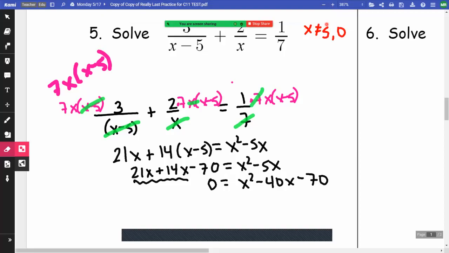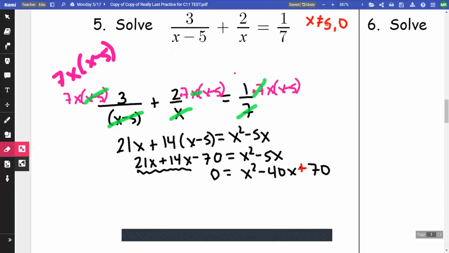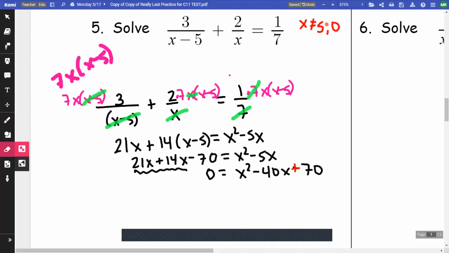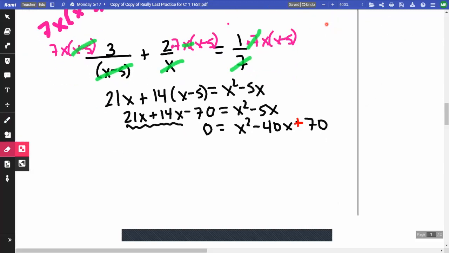And let's see, this was a negative 70 over here. So this should be a positive 70 when I take it to the other side. So let's see about solving that. I can't think of any factors that are going to multiply to 70 now and add to negative 40. So I'm either going to do the quadratic formula or I'm going to complete the square. Okay, so to complete the square, I'm going to bring my 70 over here.